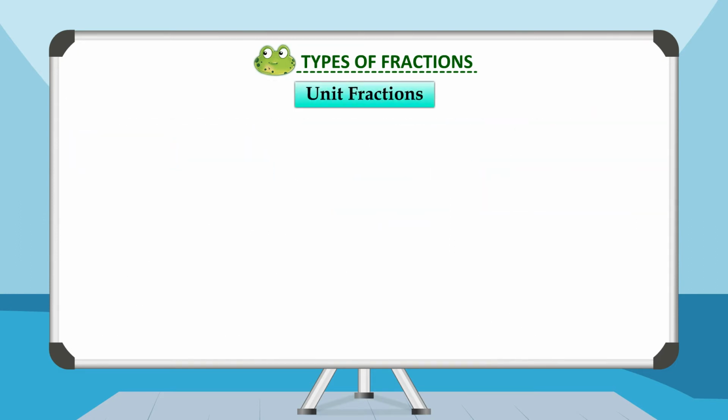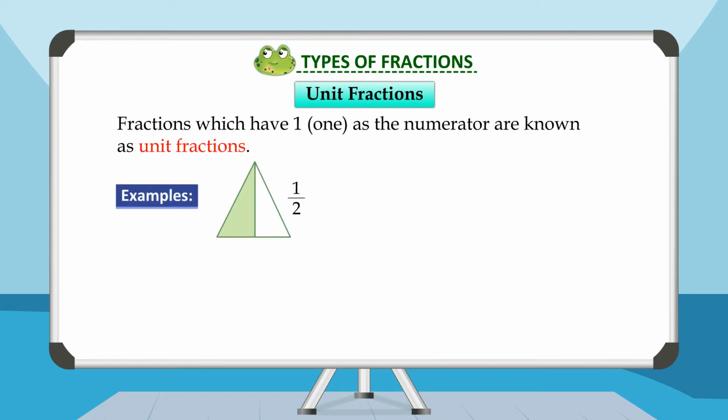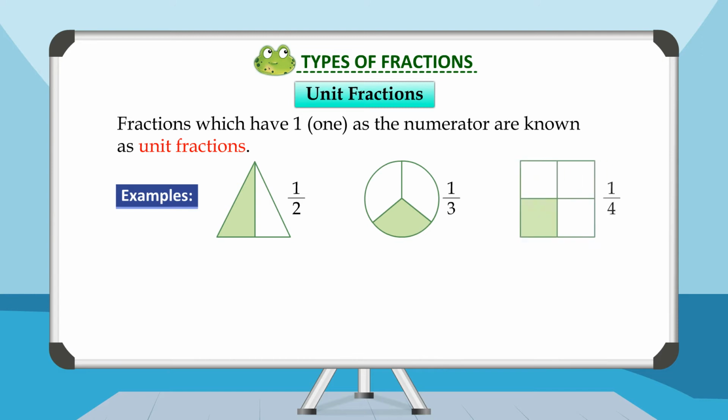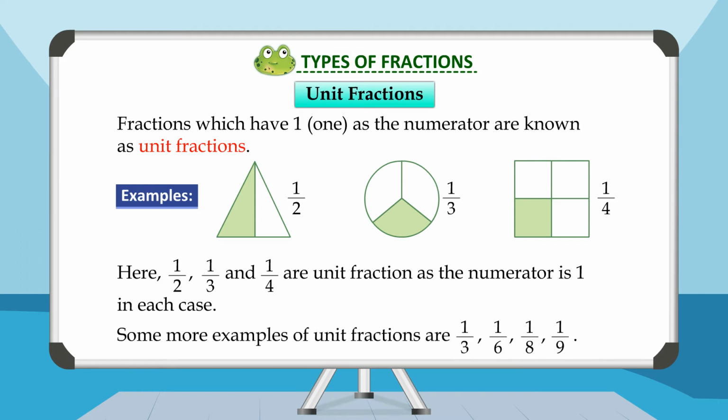Unit fractions. Fractions which have 1 as the numerator are known as unit fractions. Examples: 1 upon 2, 1 upon 3, 1 upon 4. Here, 1 upon 2, 1 upon 3, and 1 upon 4 are unit fractions as the numerator is 1 in each case. Some more examples of unit fractions are 1 upon 3, 1 upon 6, 1 upon 8, 1 upon 9.